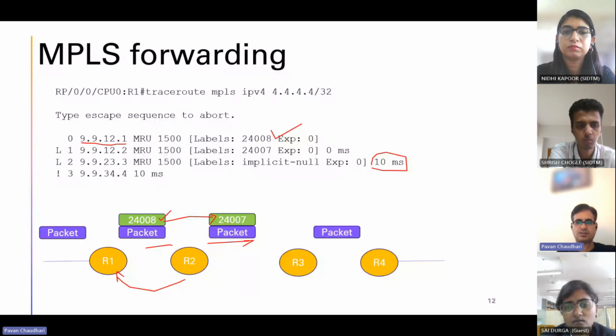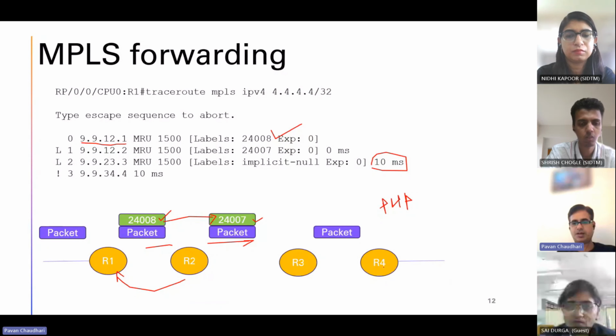And then at the last stop, R3 knows that sending this particular label value to R4 doesn't make any sense, because anyhow R4 needs to process the IP packet. So R3 removes that top label. We call it penultimate hop popping, PHP, and then forwards the simple plain IPv4 packets to R4, and then R4 processes that packet based on its requirement.